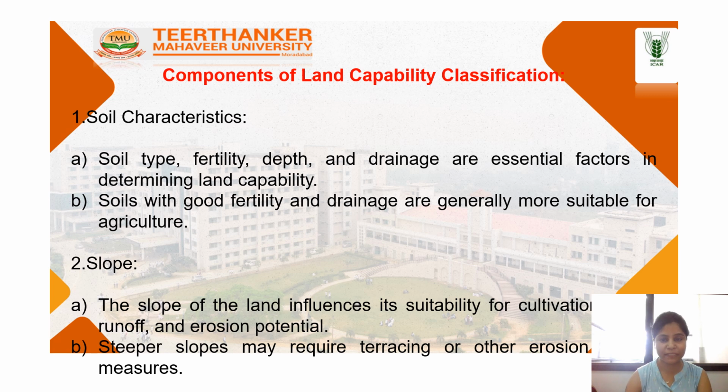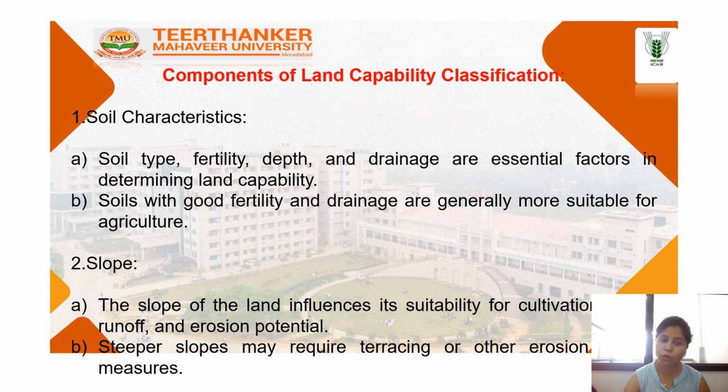Components of land capability classification: there are many types of components. First is land characteristics: soil characteristics and slope, and then climate. Okay, in soil characteristics, the soil type, fertility, depth and drainage are the essential factors to determine the land capability. Soil with good fertility and drainage is generally more suitable for agriculture.